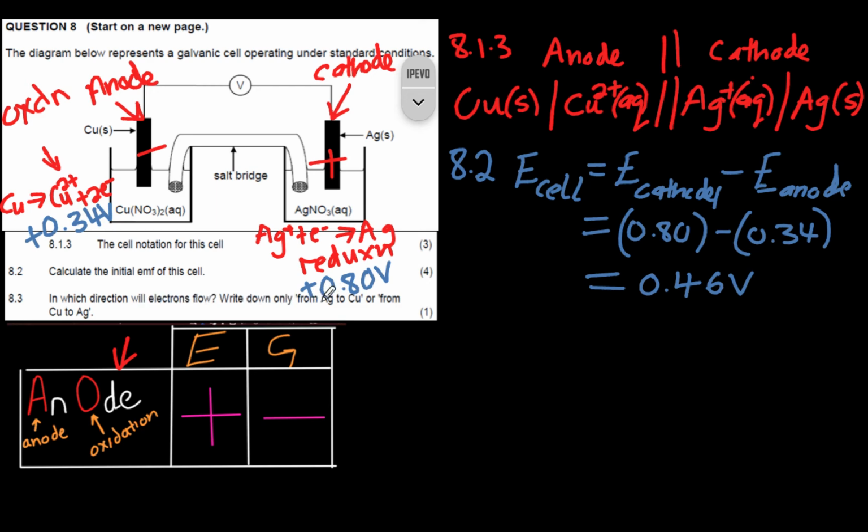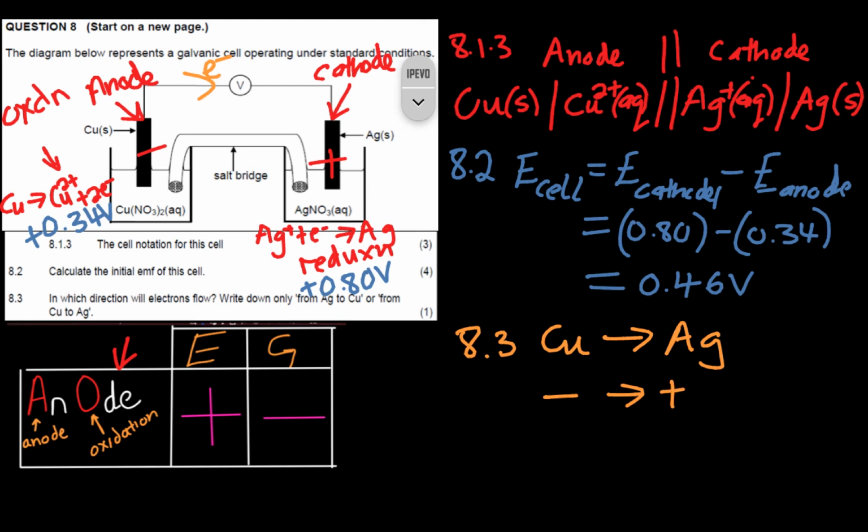Then the last question on this part says, in which direction will the electrons flow? Write down only from Ag to Cu or from Cu to Ag. So it's going to be 8.3. Remember, electrons always flow from negative to positive. However, the conventional flow of electric current is from positive to negative. But take note, electrons are always going to flow from negative to positive. So they're going to flow from copper to silver, because like I said, electrons flow from negative to positive, but current actually flows from positive to negative.